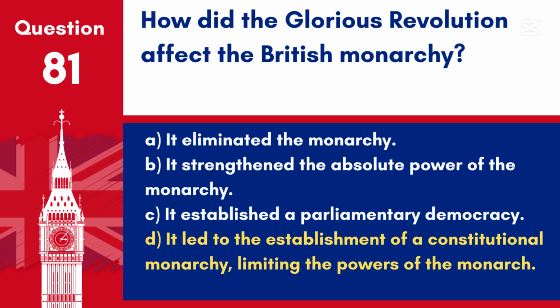Answer: D. It led to the establishment of a constitutional monarchy, limiting the powers of the monarch. The Glorious Revolution of 1688 was a turning point that significantly reduced the powers of the monarchy and laid the groundwork for a constitutional monarchy, where the monarch's powers were curtailed by law and parliamentary authority.